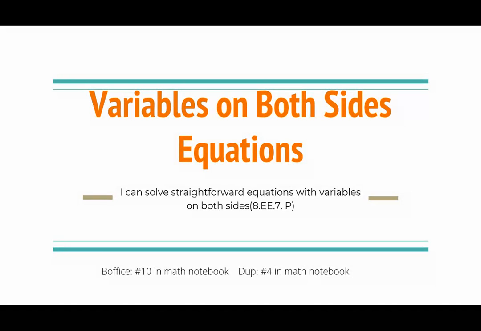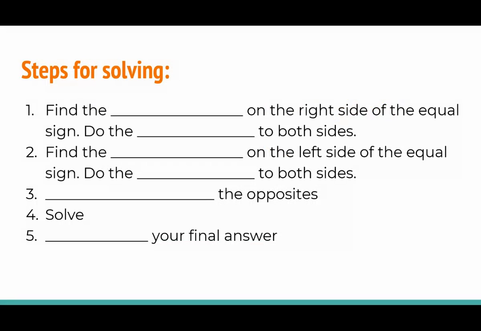Our I can statement: I can solve straightforward equations with variables on both sides. So we're finally at the proficient level. This is what you should be doing as an 8th grader. Everything before was a 6th and 7th grade level. So there are steps for solving.